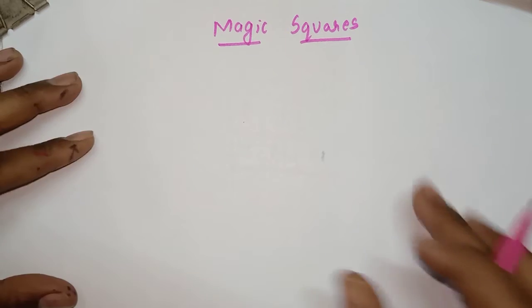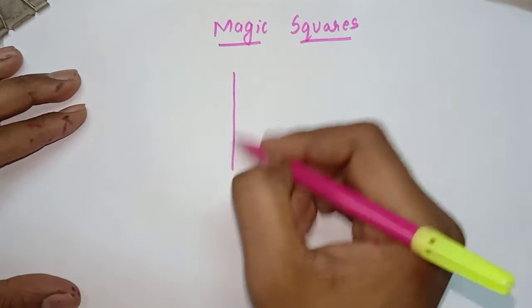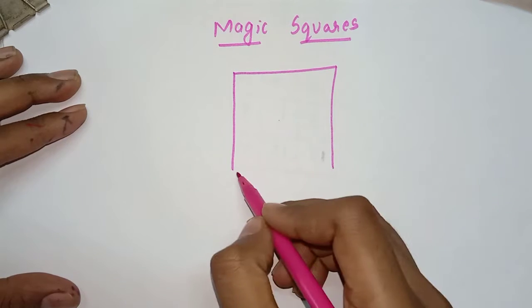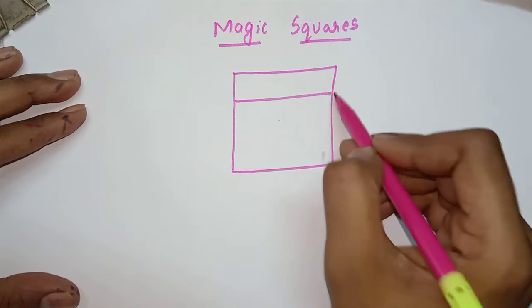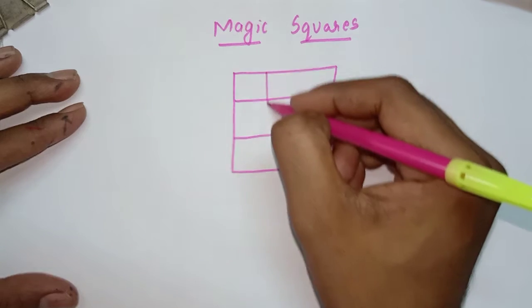This video, the topic of magic squares is taken. What is a magic square? So a magic square is just a single simple square only, but it is constructed in such a way. Now I will construct here a 3 by 3 magic square.